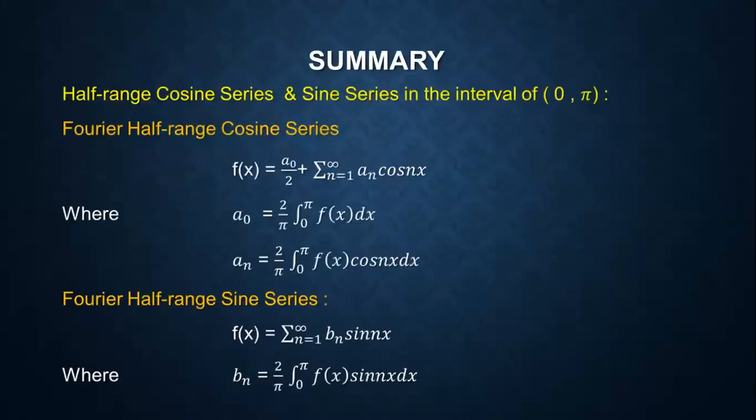Finally, in this class we have studied how to apply the half range Fourier series, half range Fourier cosine and sine series, for a given interval 0 to L, where L is equal to pi. For a given interval L is equal to pi, we have found this half range cosine series and sine series problems.